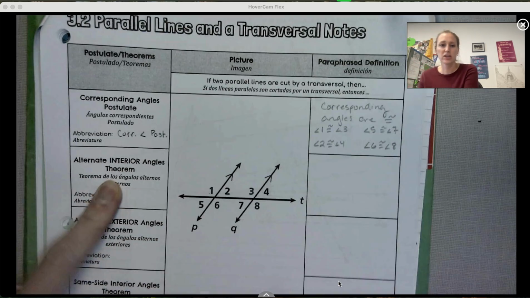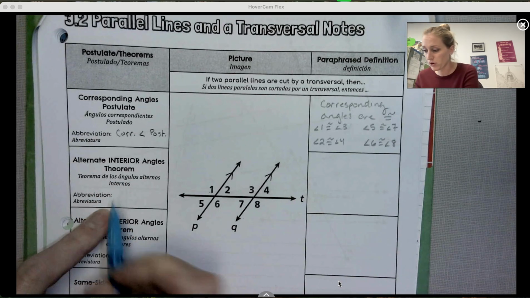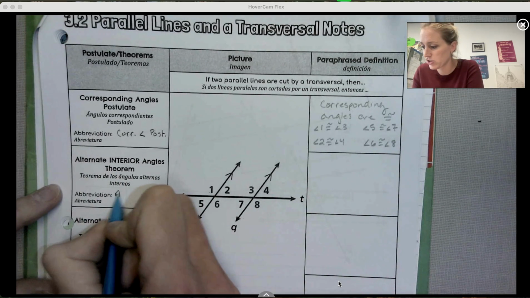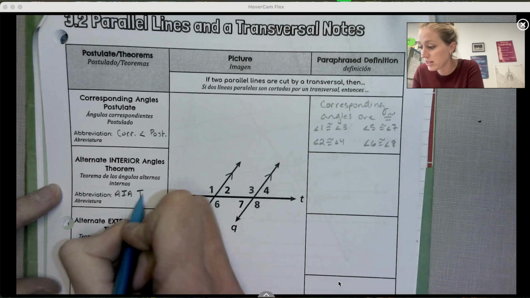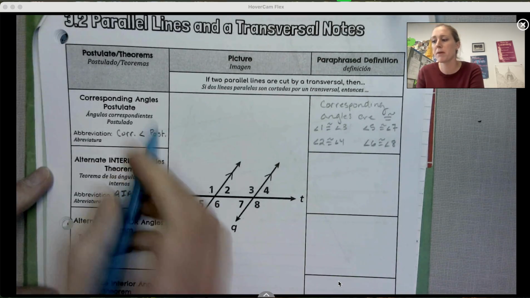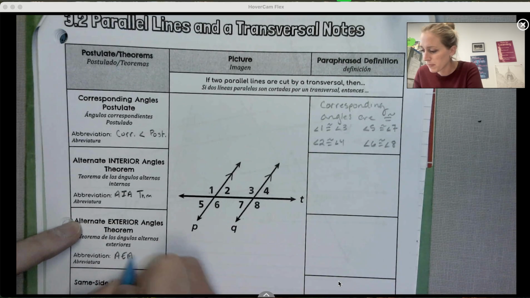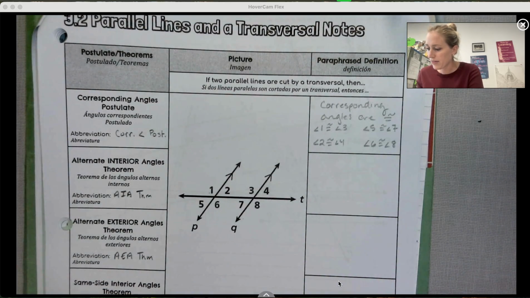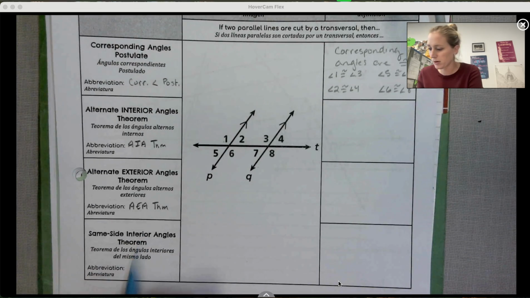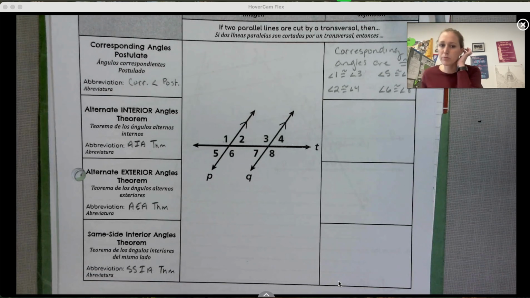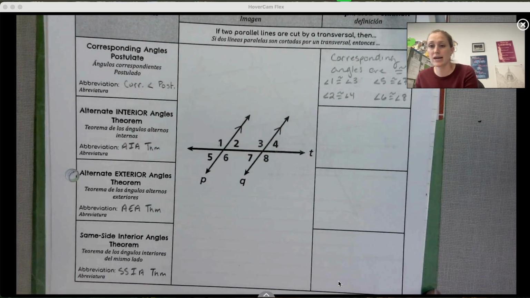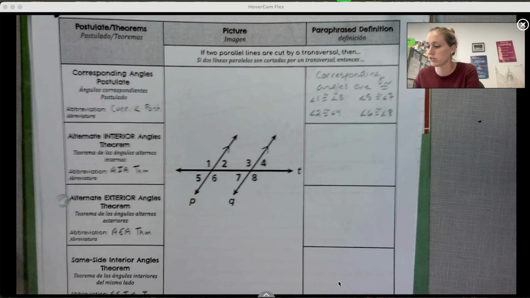Okay. We actually have the same relationships that happen for alternate interior, alternate exterior. Here's our abbreviation, AIA theorem. These ones are theorems because they're actually based off of this one. Alternate exterior angle theorem. And then same side interior angle theorem is SSIA theorem. So you guys are welcome to use those abbreviations in justifications for proofs, or if you're asked to give a reason for why you know something, you can use the abbreviations here as a justification.